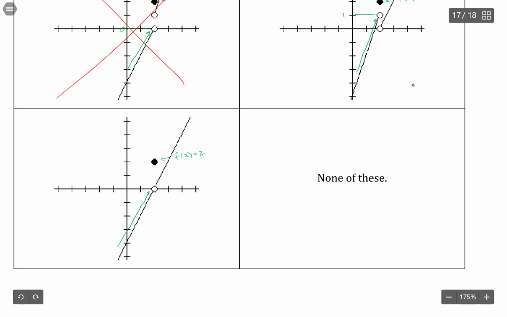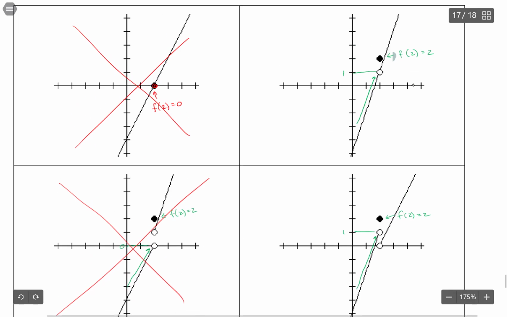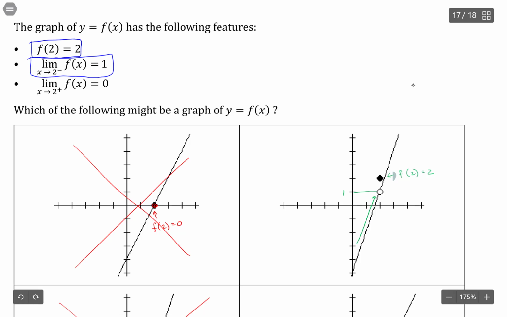And the limit as x approaches 2, the y values there are approaching 0 in this one. So that gets ruled out as well. So now we're just down to 2 possibilities.